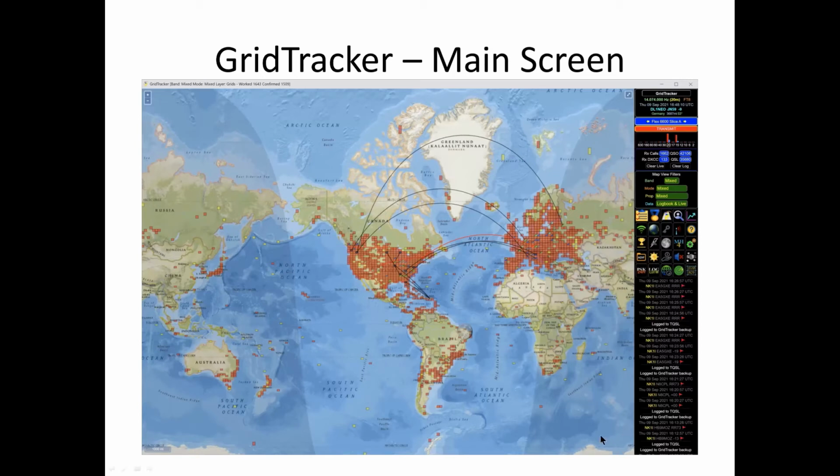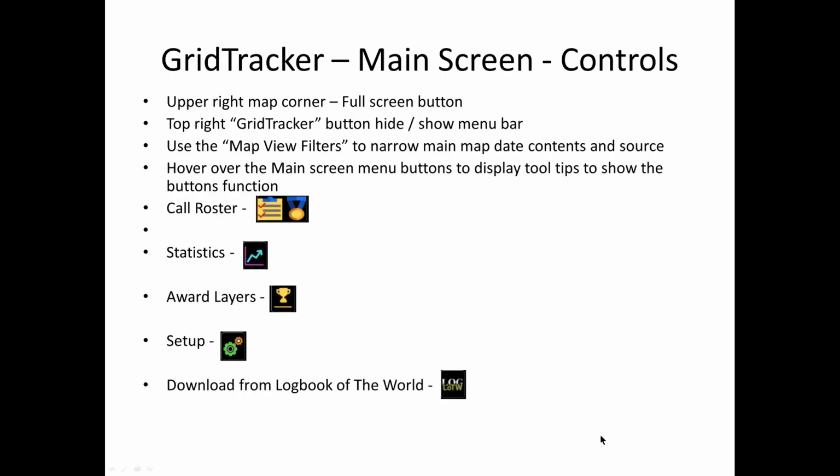So the key ones I've got here is call roster, that brings that up. There's a statistics screen, which is a list of all your QSOs, and it will show you whether they've been confirmed or not. The layer screen we just talked about steps you through the different layers. Setup we walked through already. And then the download button will download from Logbook of the World or whatever you've got set back in the setup screen.